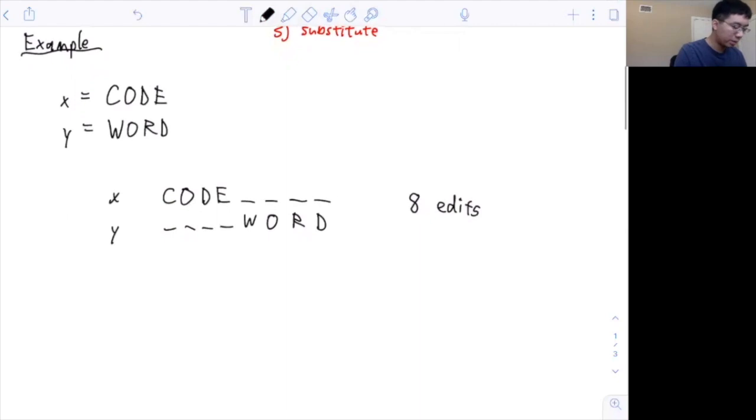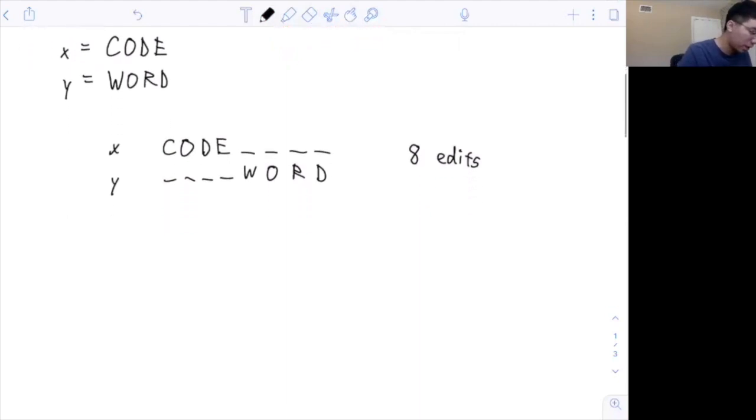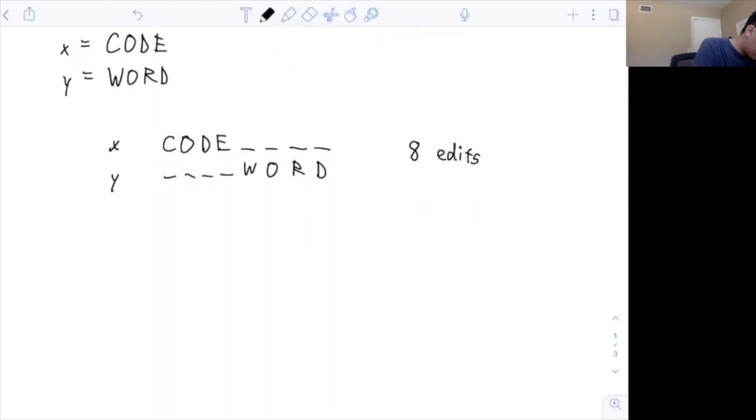But this is not the most efficient way to do this. We can do this using fewer edits. So let's say we had strings x and y again. Instead of deleting a C and then inserting a W, we use one operation to substitute the C into a W. Again, substitution is one operation. The O appears in both words, so we can keep that the same. We don't need to change that in any way. And then we can insert an R.